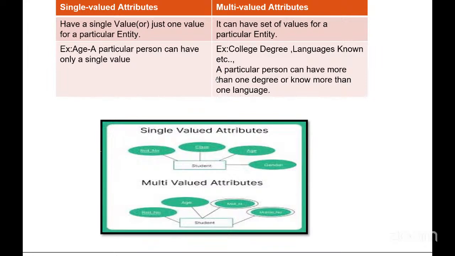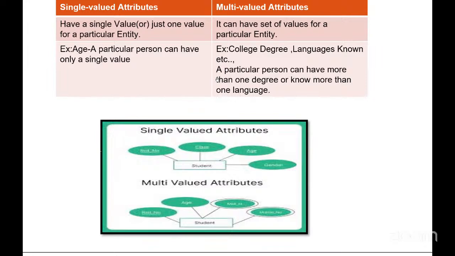Next, how do we represent these? Look here. Single valued is represented like age. Example I said, age, underlined, in an ellipse shape. Is it clear? Yes or no? Next, multi-valued: languages known.